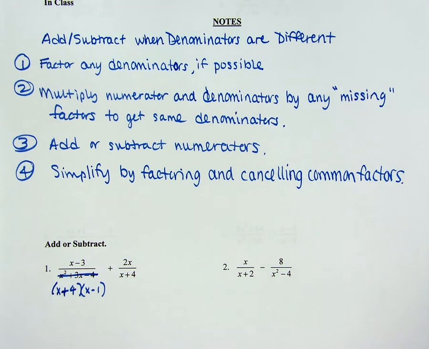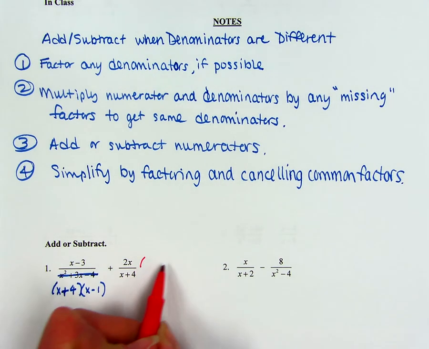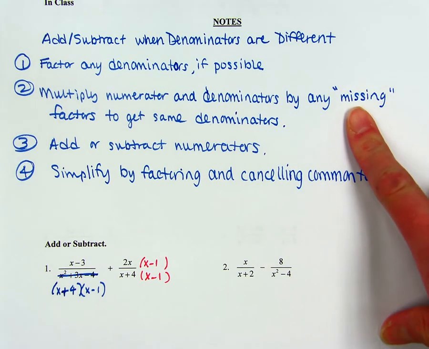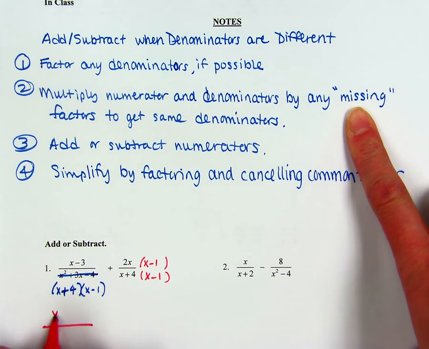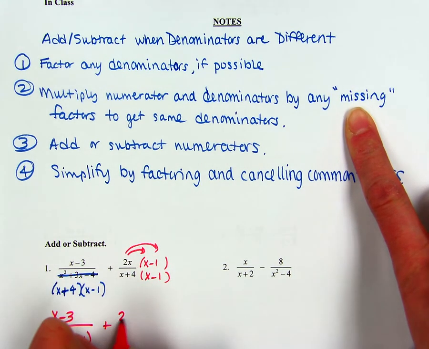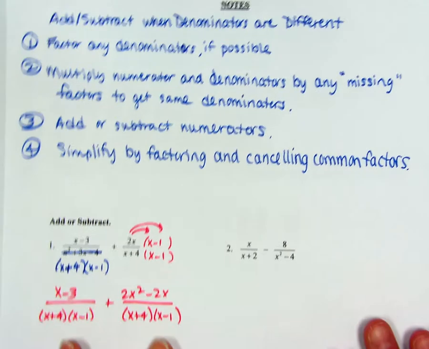Now I want to look for what could make my denominators the same. x plus 4 is already the same, but I want to multiply by what's missing. What's missing over here is x minus 1. That's what I mean about multiplying by any missing parts to get the same denominators. So in my first fraction, I've got x minus 3 over x plus 4, x minus 1. Over here, I do need to distribute, so you get 2x squared minus 2x over x plus 4 and x minus 1. Now if you notice, you have the same exact denominators.